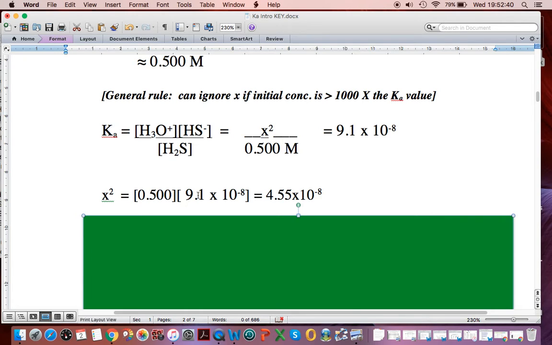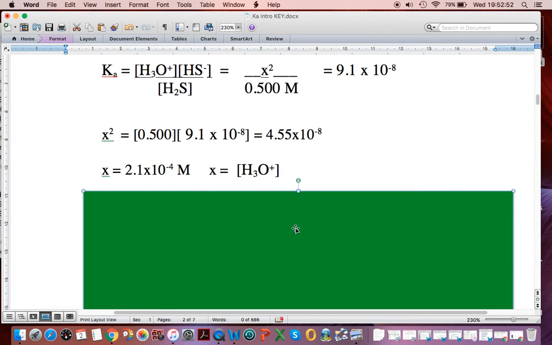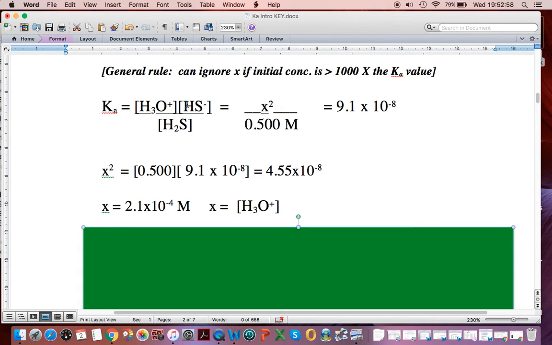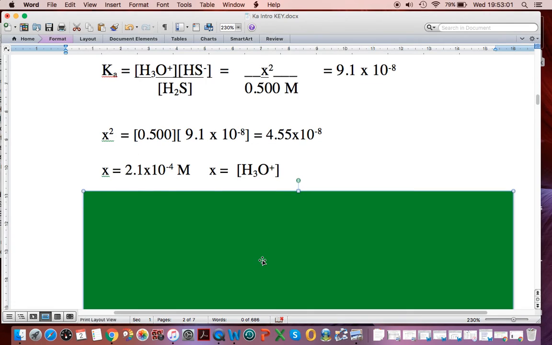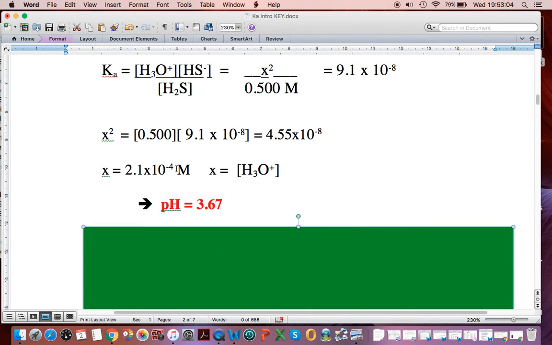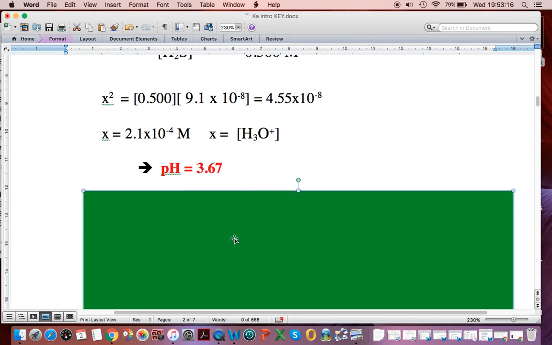So we go boom, boom, boom, and we get x squared equals this mess, 9.1 times 10 to the minus 8 times 0.500, and we get 4.55 times 10 to the minus 8. Therefore we take the square root of it, and now we have our value of x. The H3O+ and the HS- in this question will be the same. Once we know it's 2.1 times 10 to the minus 4 molar, we take the minus log of it, and we get 3.67. This had 2 significant digits, and remember, this has 2 significant digits. The 3 really is indicating a power of 10. So that's a good place to stop the first video, and we'll carry on the booklet with the next video.